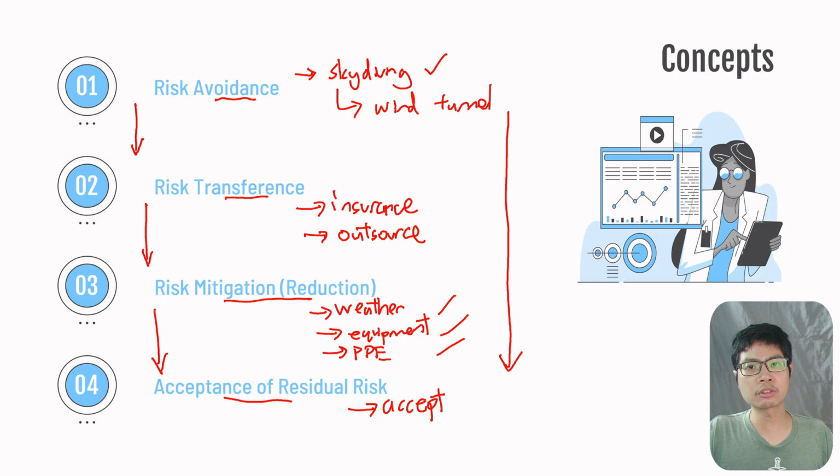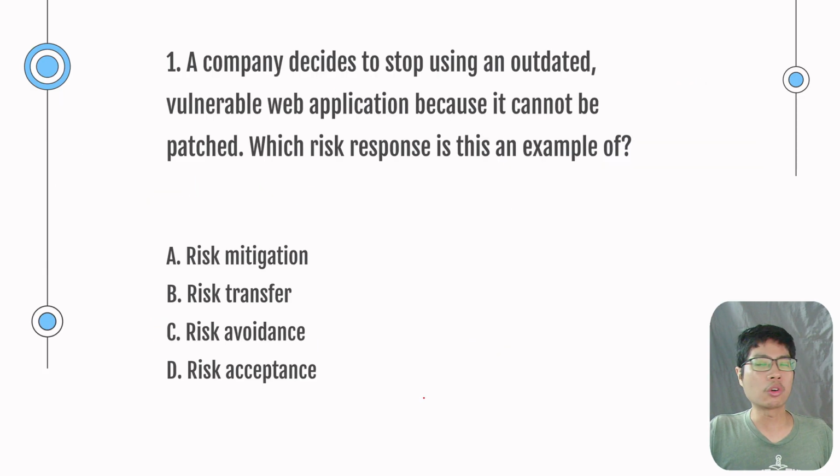Okay, let's quickly take a look at some of the questions. For question 1, a company decides to stop using an outdated vulnerable web application because it cannot be patched. What risk response is this an example of? Risk mitigation or risk reduction would be the act of patching. But here, it cannot be patched, so we are not looking at risk mitigation.